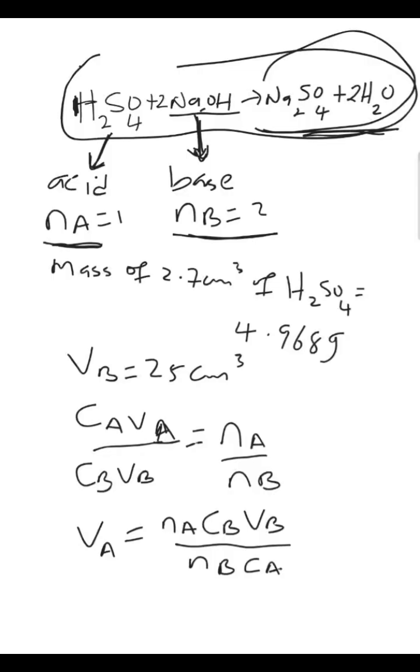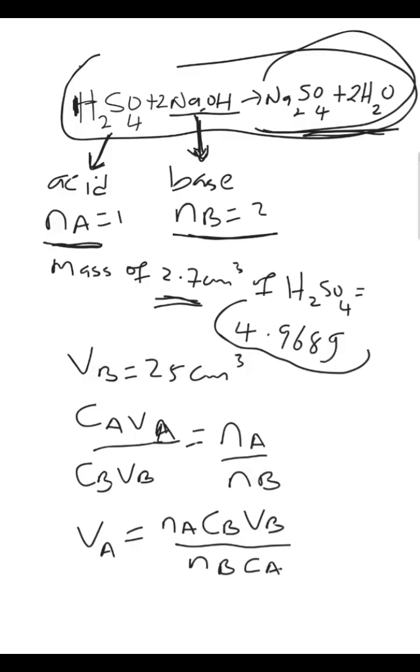Okay, for this practical, you're going to be using 2.7 centimeter cube of sulfuric acid in 1 dm cube. So the acid you're going to be using will contain 2.7 centimeter cube of tetraoxosulfate 6 acid in 1 liter of water, 1 dm cube of water. So if we do that, the mass of 2.7 centimeter cube of sulfuric acid is actually 4.968 grams. I'm not going into details of how we calculated this because our intention is to do this practical and get the perfect endpoint.